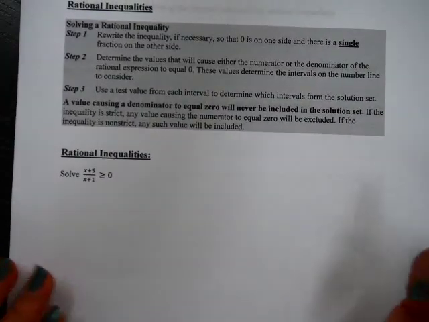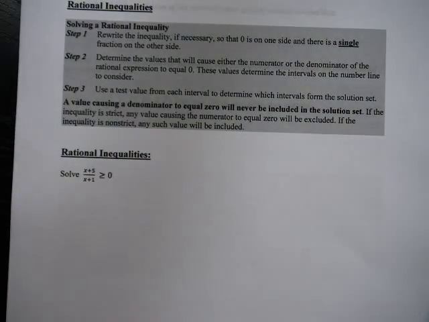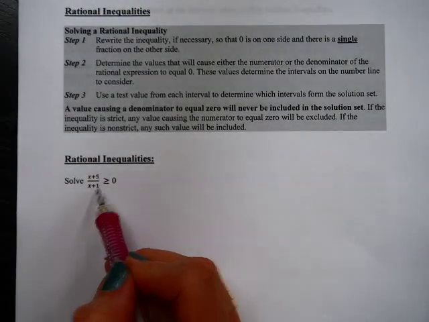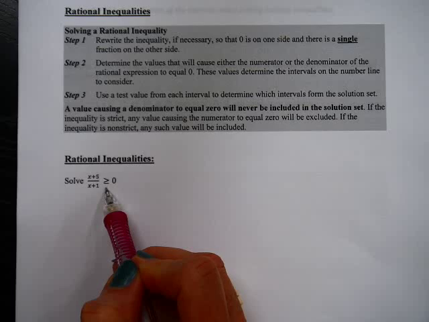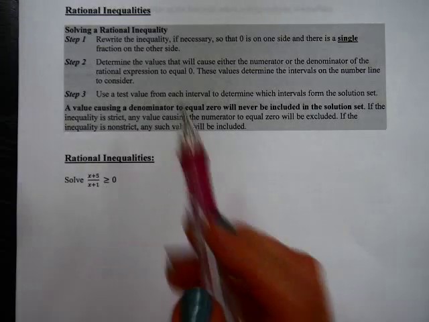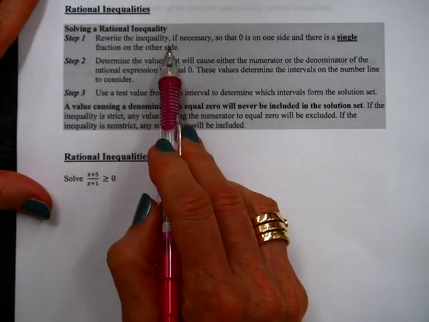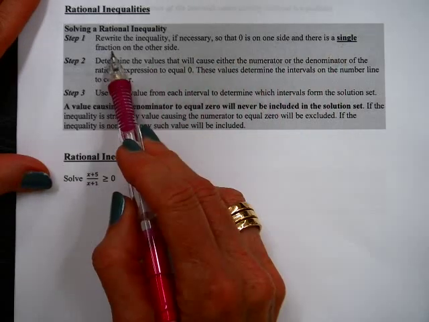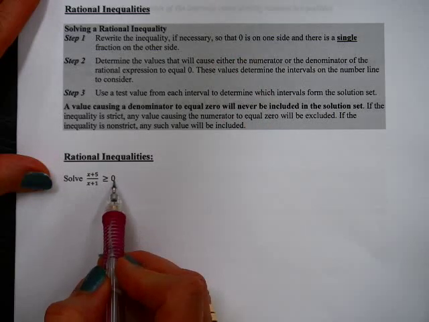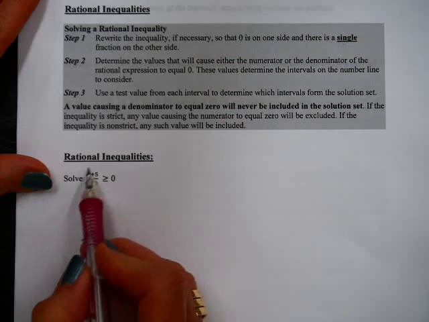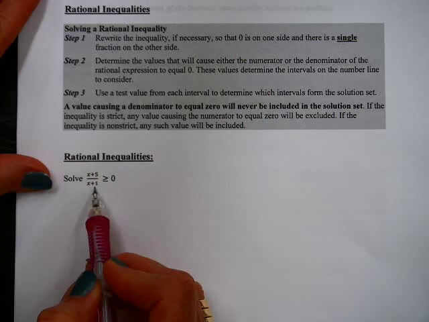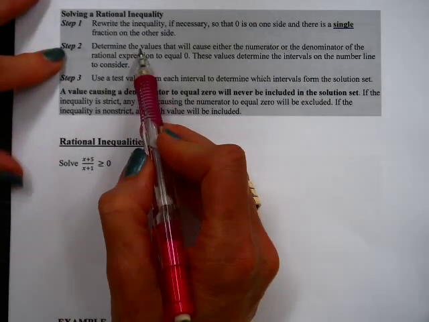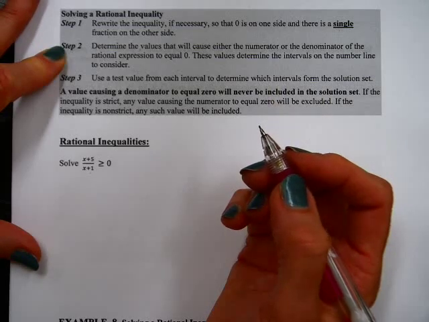Now we're going to look at a rational inequality. A rational inequality is going to look very much like a rational equation, except you're going to have an inequality sign. What we're going to have to do is rewrite the inequality so that 0 is on one side and there is a single fraction on the other. 0 on one side, single fraction right here. So step 1 is true for this problem. Step 2 is we've got to find our critical numbers.